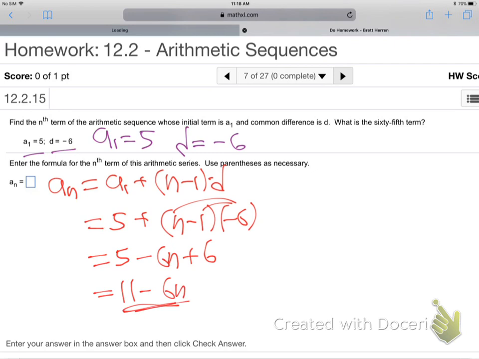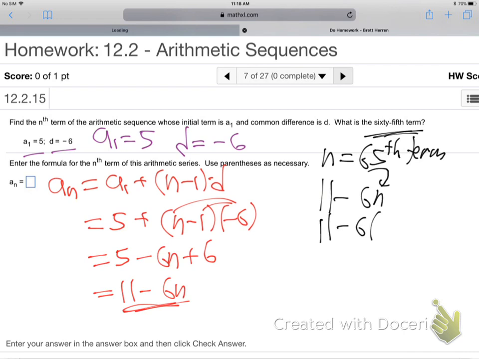That okay? And now they're asking you to use that formula to find the 65th term. So remember, they're saying plug in 65 for n. N is always the term number. So if I take 11 minus 6n and plug in 65, 360 and 30, 390. So subtract those. Minus 379 on that. We good there?